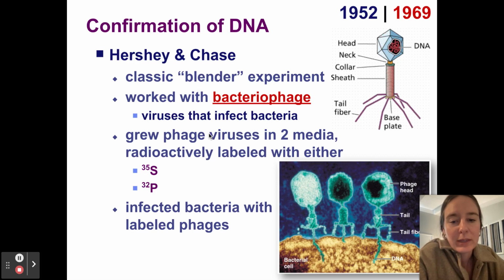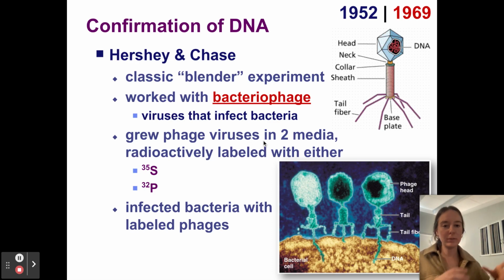And so here's what the scientists did. They took phage viruses. So this is a bacteriophage. You can shorten it as phage. They took this virus and they put them in two media. Media is like a culture or an environment where the phages can grow. Now they took one group of phages and they added this thing called an isotope or a radioactive label. Now here's what that means.